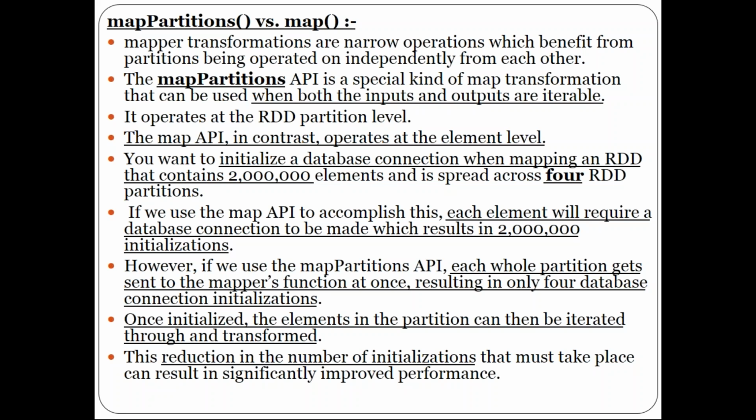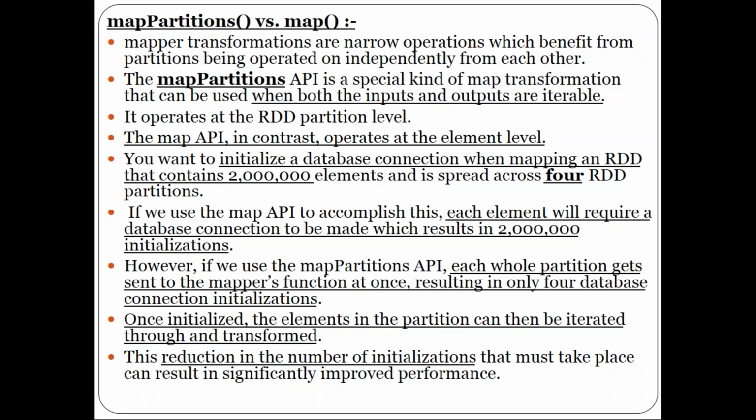Now, in this case, when you are initializing a database connection and mapping an RDD with so many elements in 4 partitions, when you use a map API, each element will require a database connection, resulting in 200,000 initializations. Because, as I told you, the map API works on the element level. You will be needing 200,000 initializations, 200,000 connections, 200,000 threads. They are all the same meaning.